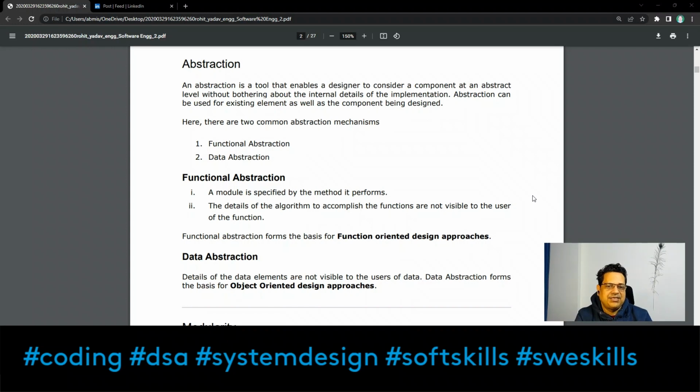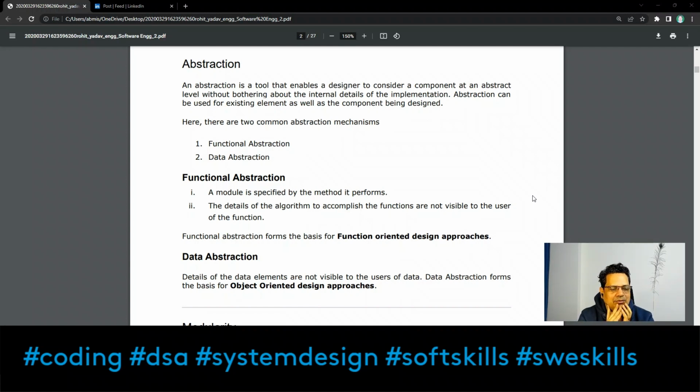Another point is abstraction. Now, the author has mentioned here that an abstraction is a tool that enables the designer to consider a component at an abstract level without bothering about the internals. That's the definition. So forget that definition, just go ahead with this: there are two common abstraction mechanisms usually followed, right? One is functional, which is the business logic, and another is data. So primarily, your complete logic is working on two factors, right? One is the business logic and another is data.